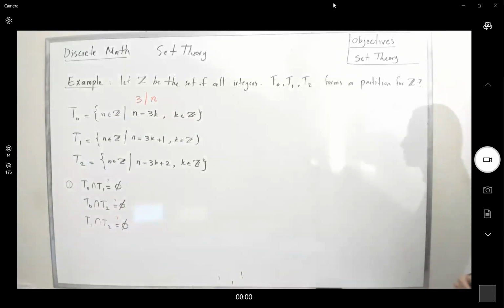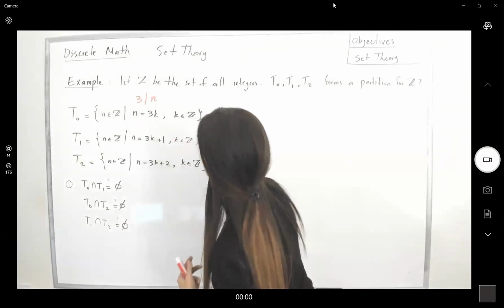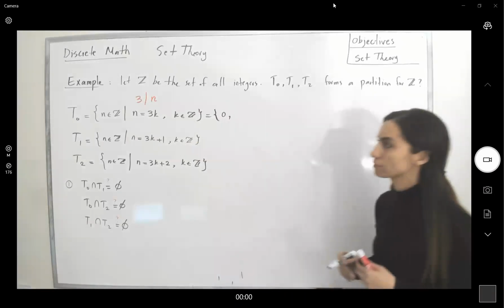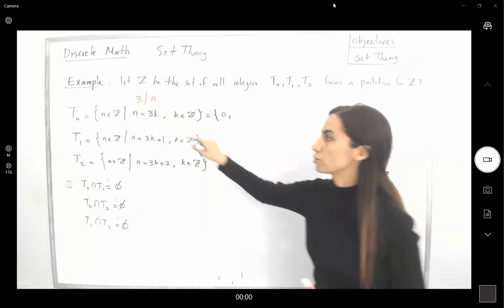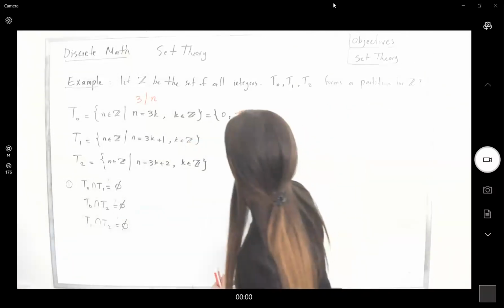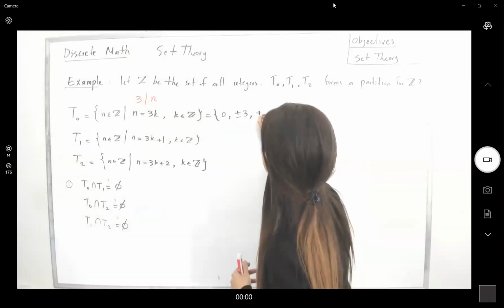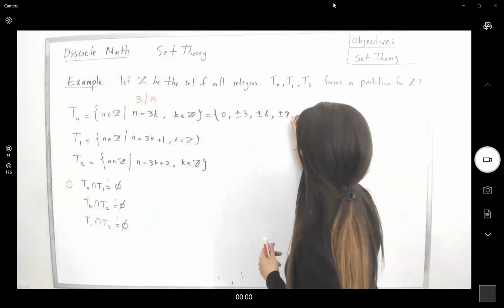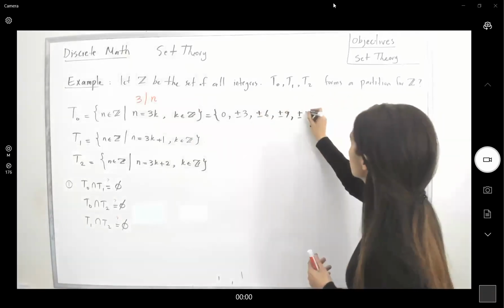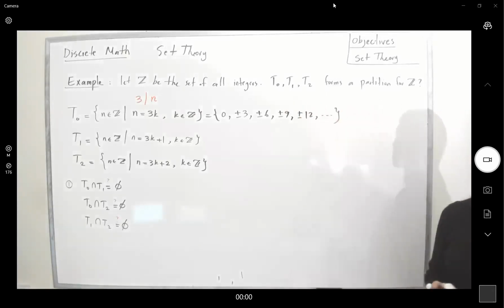Okay, what are those values? What are those numbers? First of all, the very first value is 0. K is equal to 0, n is equal to 0. K is equal to plus minus 1, n is plus minus 3. K is equal to plus minus 2, plus minus 6. K is equal to plus minus 3, plus minus 9, plus minus 12, and the rest of them. All of them are multiples of 3, or 3 divides them.